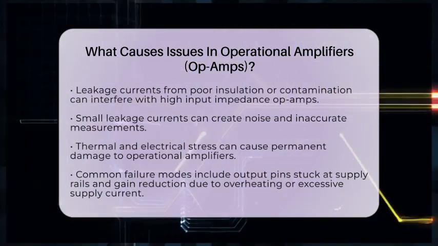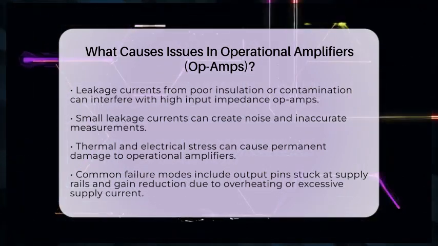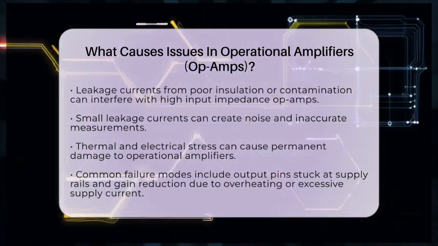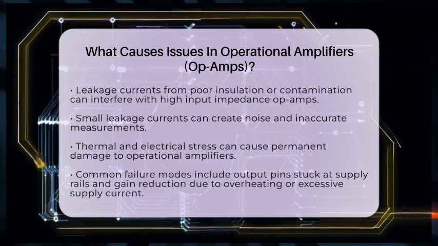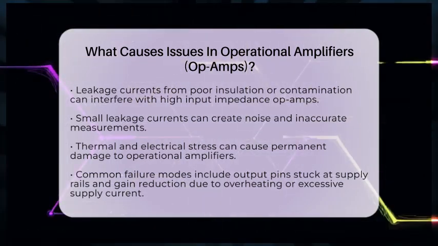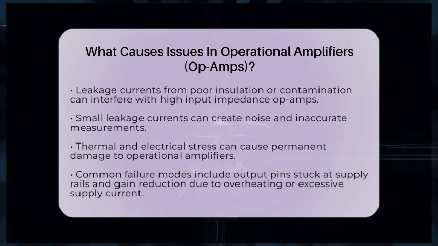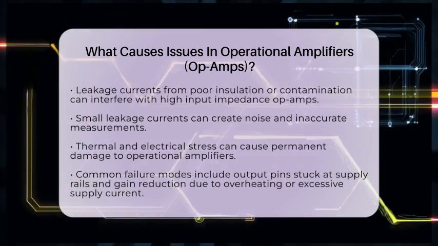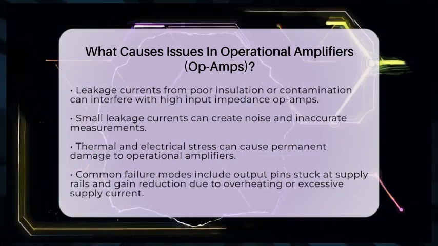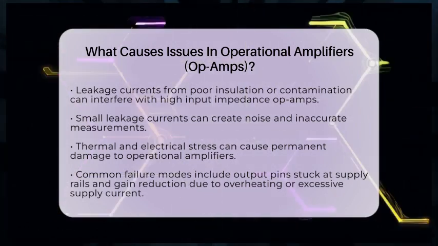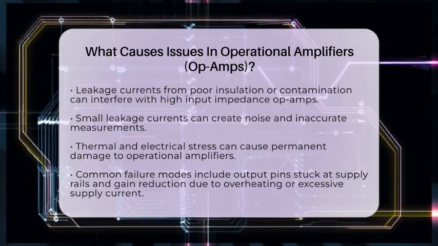Thermal and electrical stress can cause permanent damage to operational amplifiers. Excessive supply current, overheating, and electrical overstress, such as short circuits, can lead to common failure modes. These include output pins stuck at supply rails and gain reduction, which can affect the overall functionality of the device.